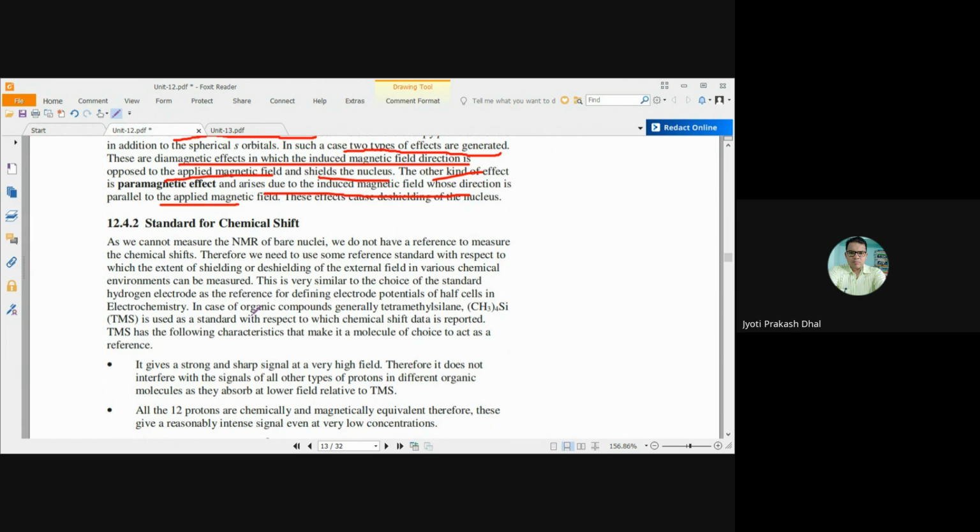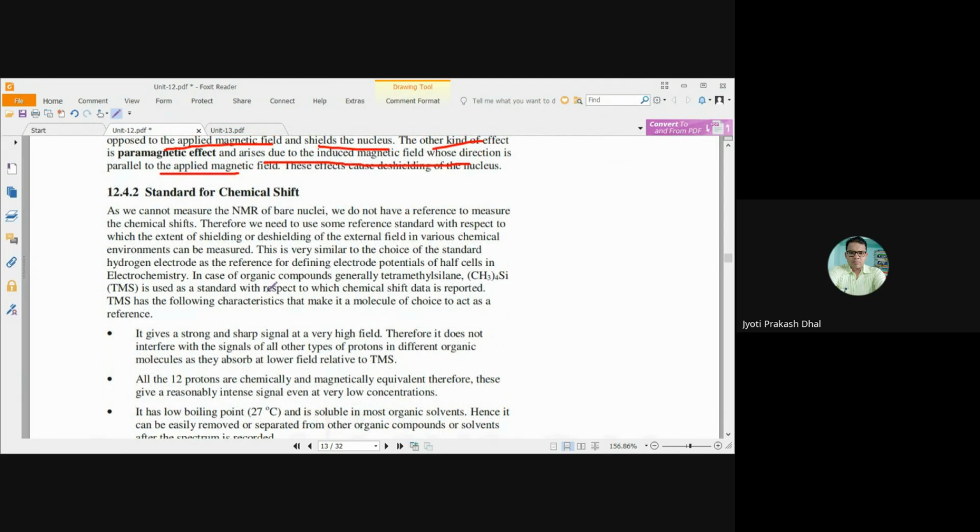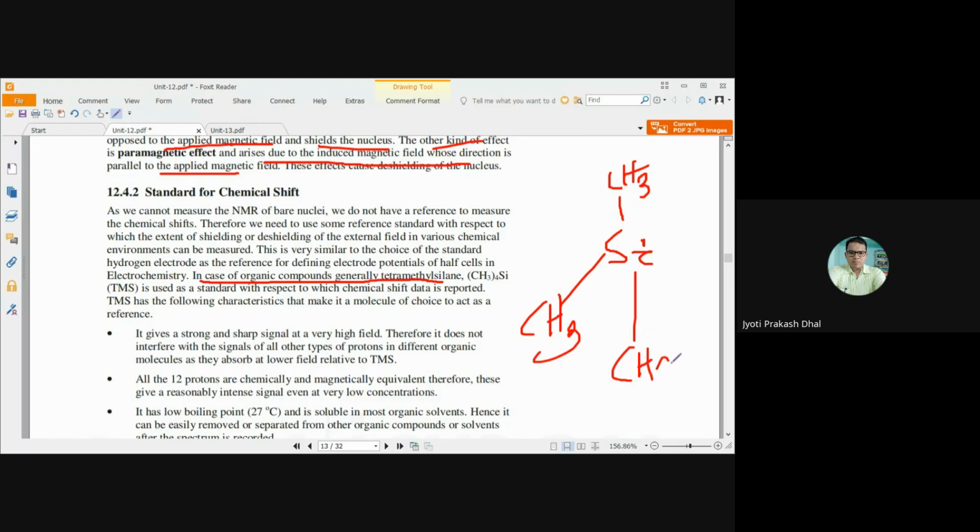Now coming to the standard for chemical shift. In case of organic compounds, generally tetramethylsilane is used. This is silicon, and four methyl groups are attached to that silicon atom. Silane is SiH4 and tetramethylsilane is Si(CH3)4. That means all four hydrogen atoms are replaced by four methyl groups. That is called tetramethylsilane.